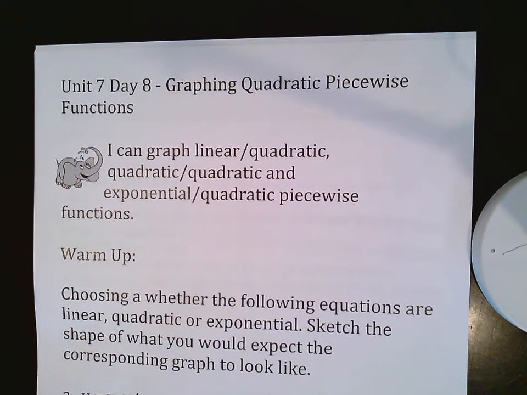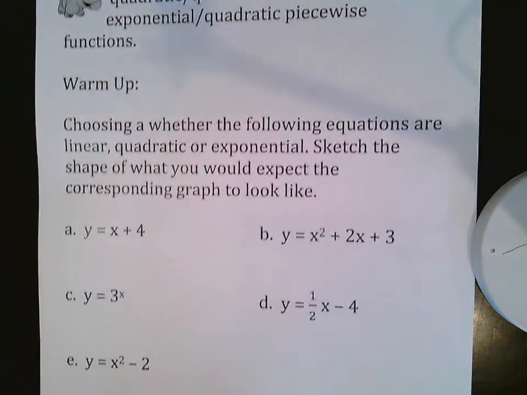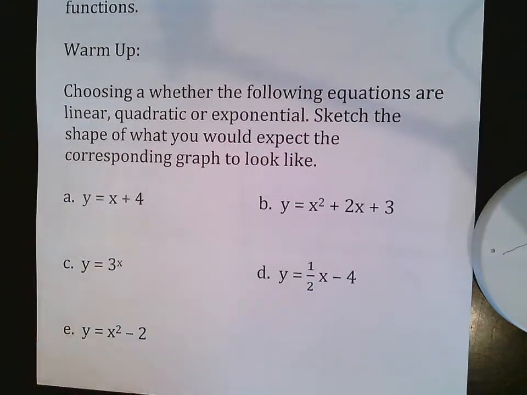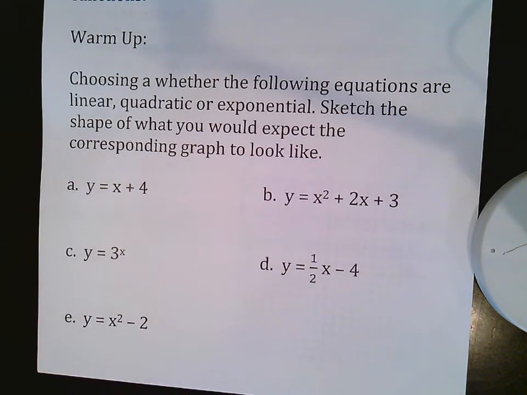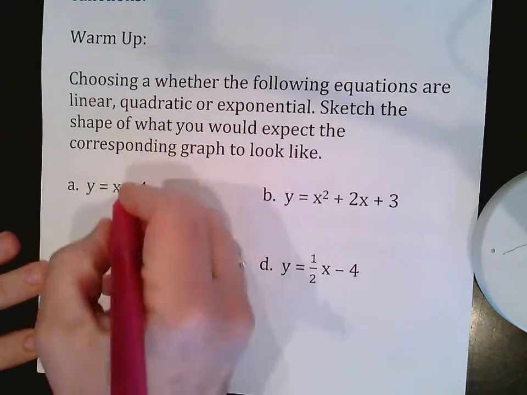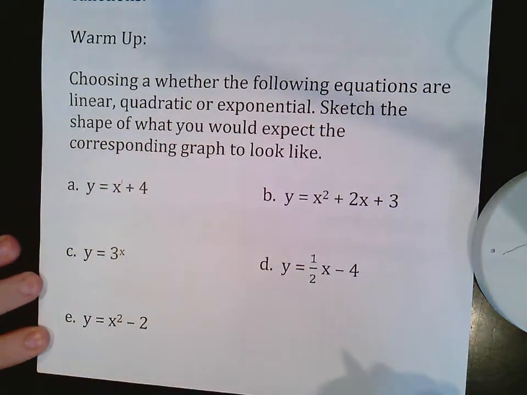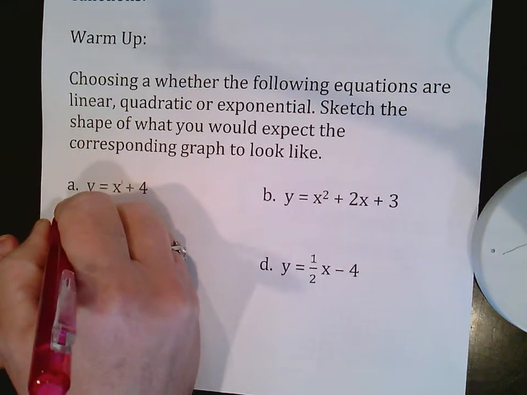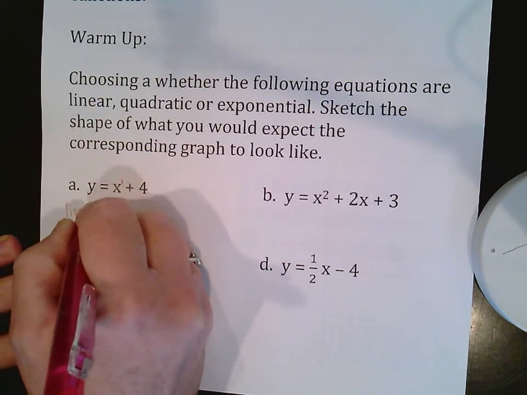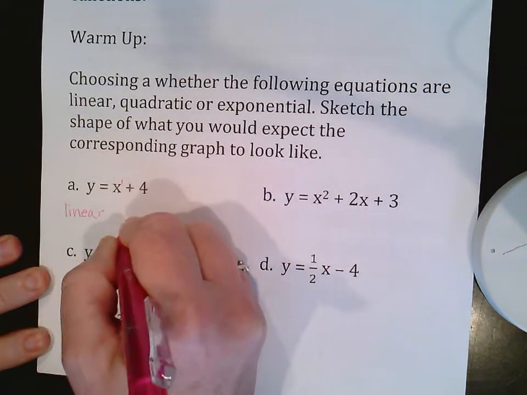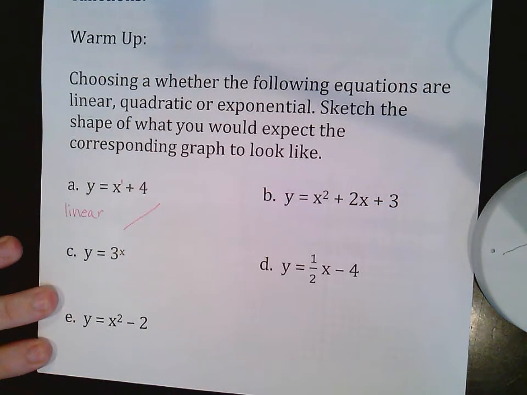Okay, so today we're doing piecewise functions, and we're going to start by just reviewing how we can tell what a function is going to look like just by looking at the equation. And if you'll recall, on A we have a degree of 1, and we know from when we did polynomials that that makes it a linear equation. And linear equations are simply just straight lines.